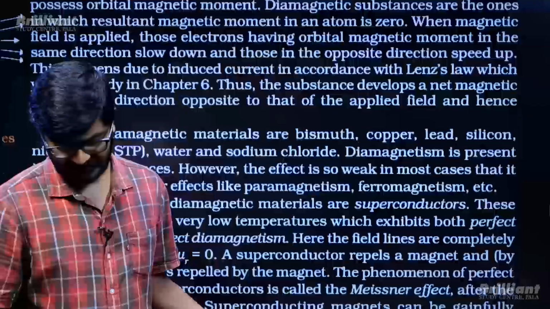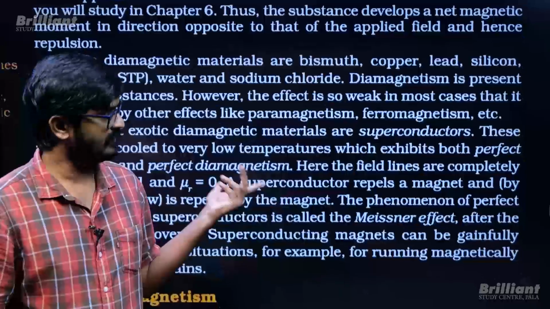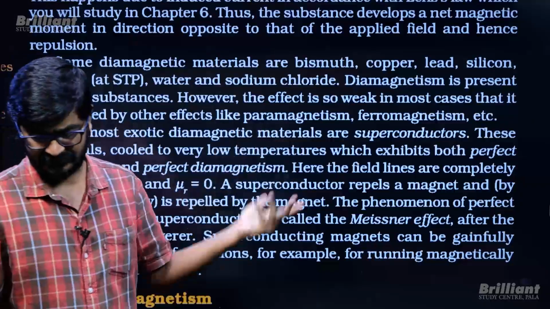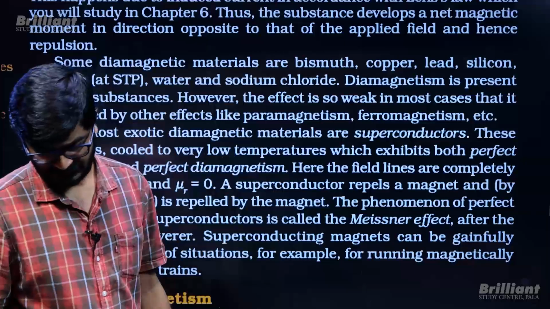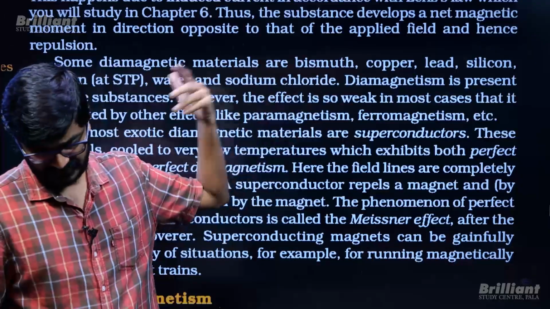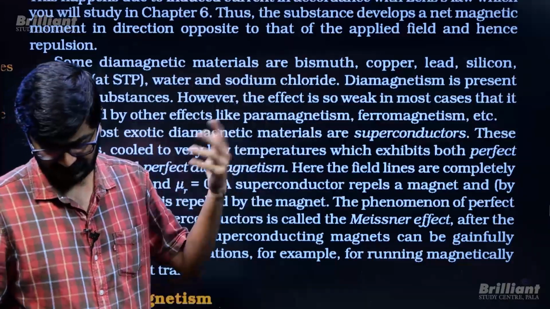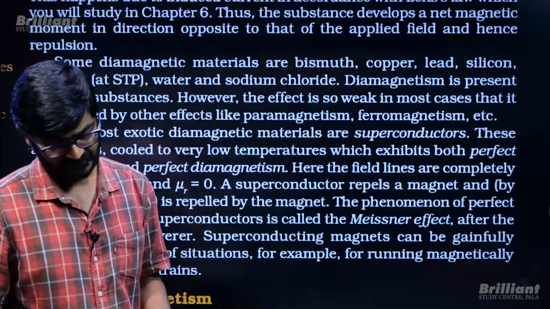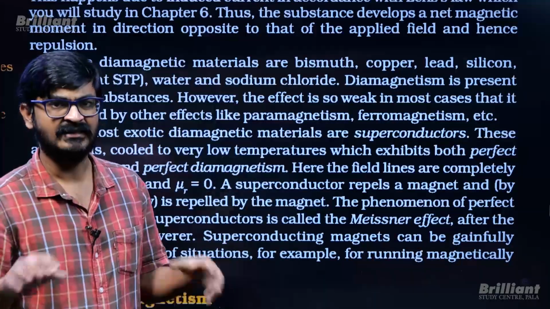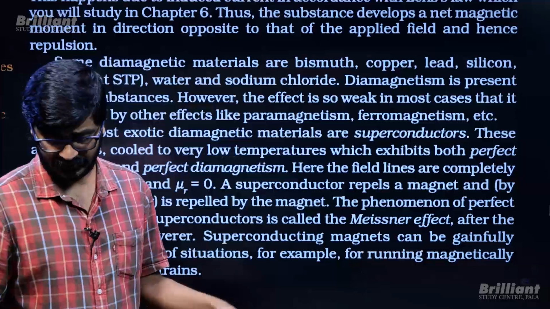Some diamagnetic materials examples were given. Probably they will ask them in your JEE Mains. Bismuth, copper, lead, silicon, nitrogen, water, sodium chloride. Diamagnetism is present in all the substances. That's kind of an important thing. Opposing nature is present in all the substances.